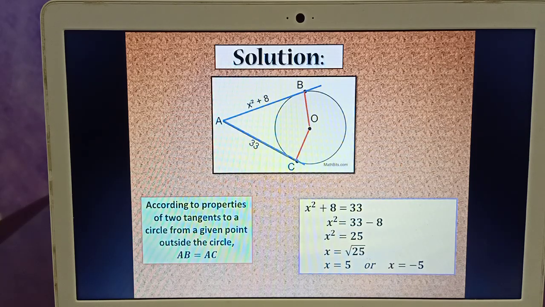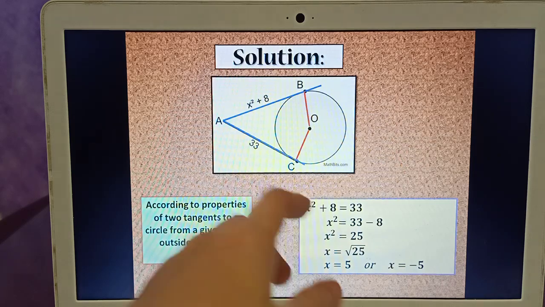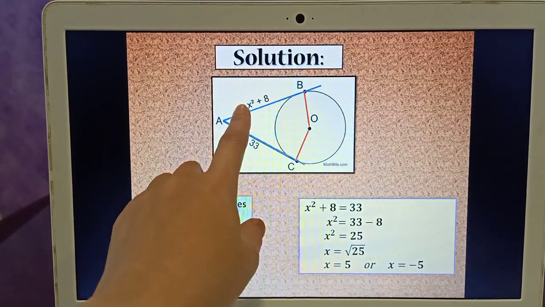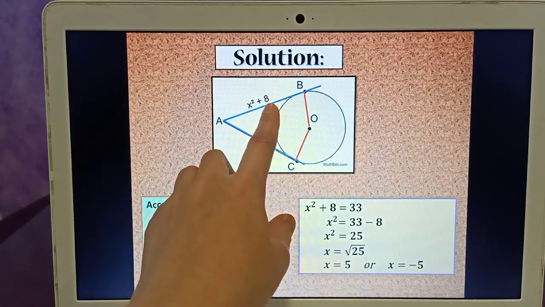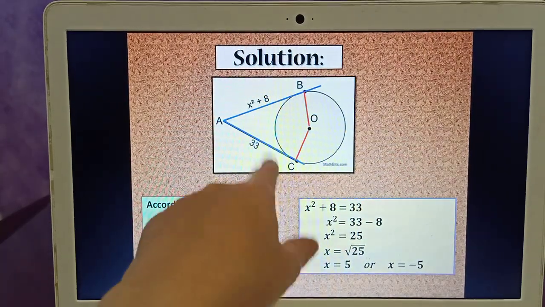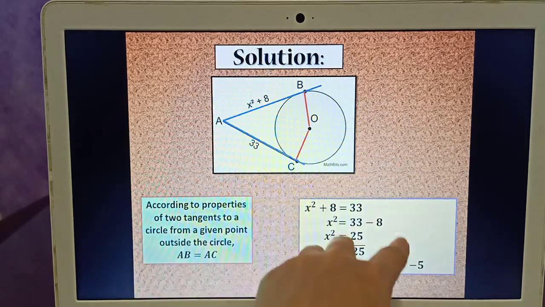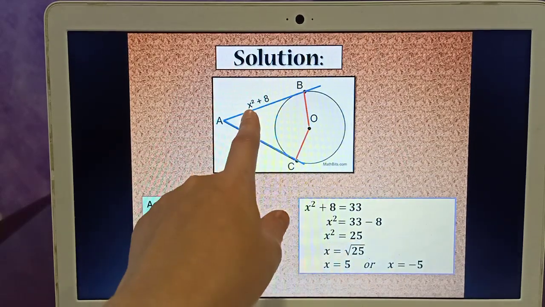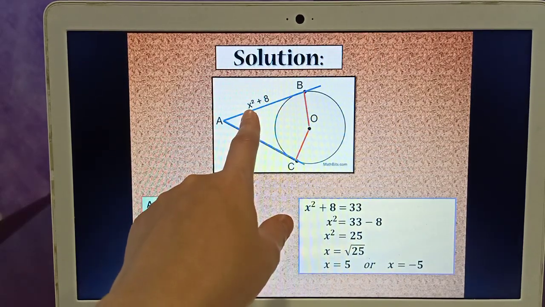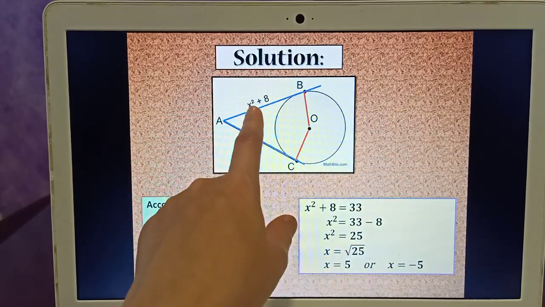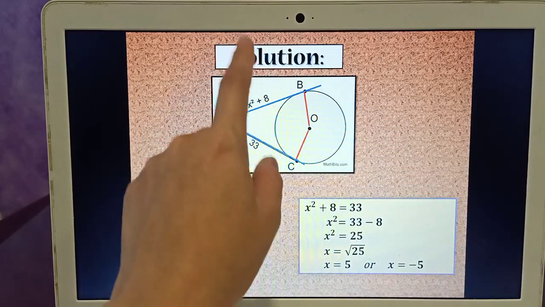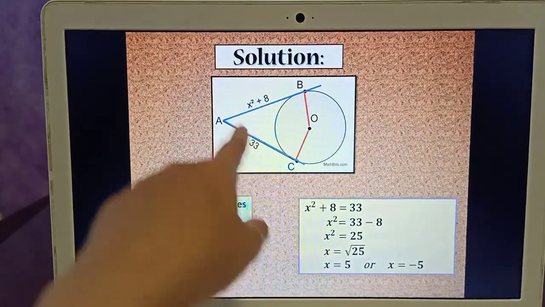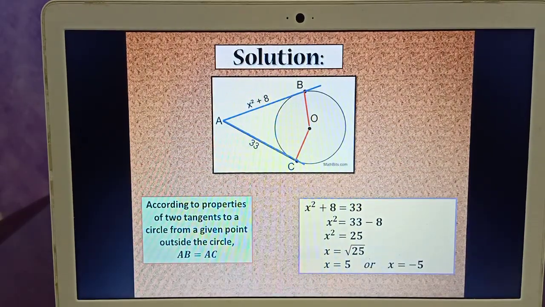Both can be accepted because when you substitute x as 5, 5 squared is equal to 25, and 25 plus 8 is 33. So you get the same answer here. And if your x is negative 5, you put in brackets negative 5 and square it, you also get 25, right? Plus 8, the answer will be the same as here, 33. Okay, next example.